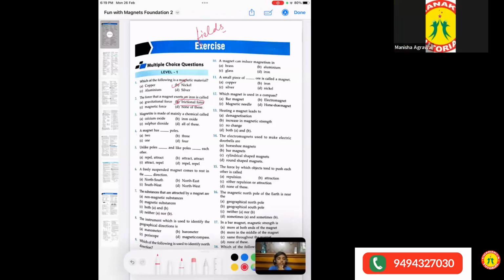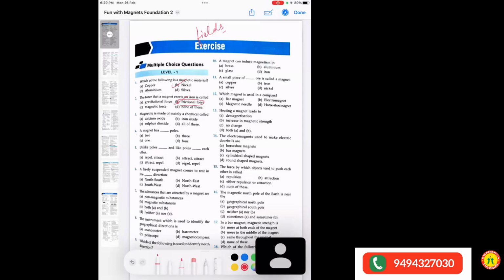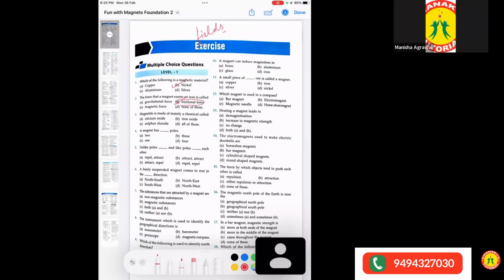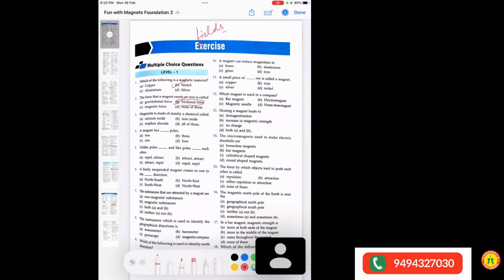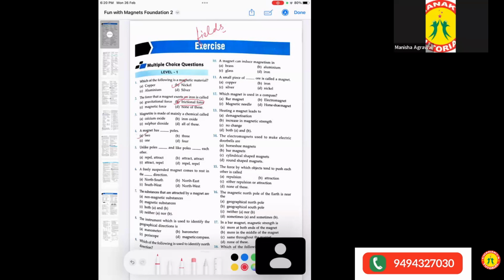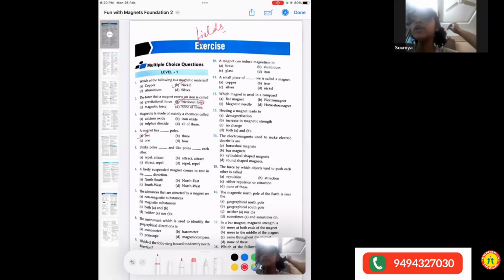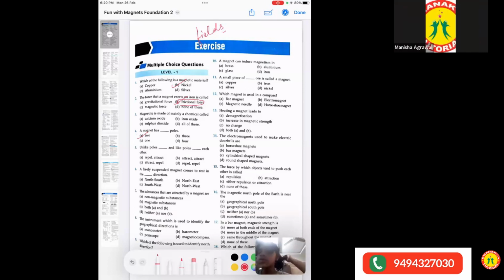Frictional force. Anoop, answer number 3. Read the question and say the answer. Actually, I'm not clear with that. So you will be going for question number 4 in that case? Yeah, ma'am. A magnet has 2 poles. Okay. The magnet has 2 poles. So may I go with question number 3? Yes, ma'am.